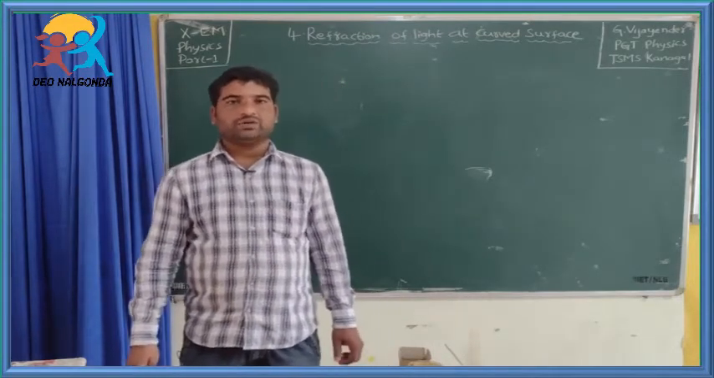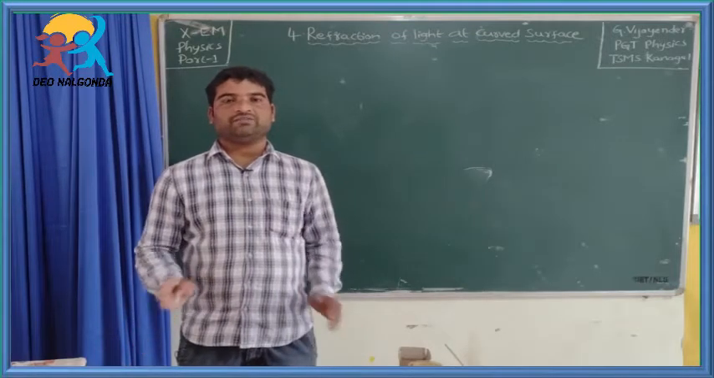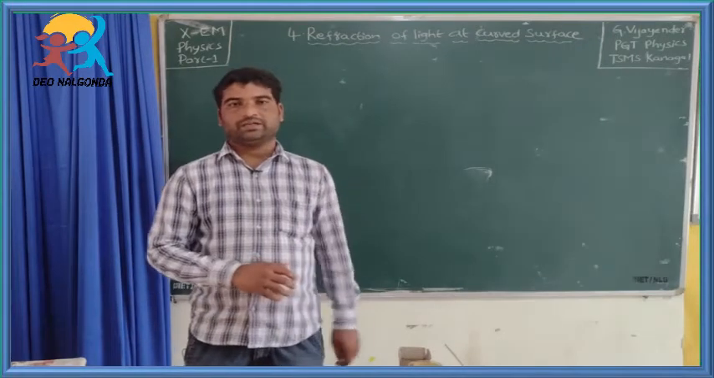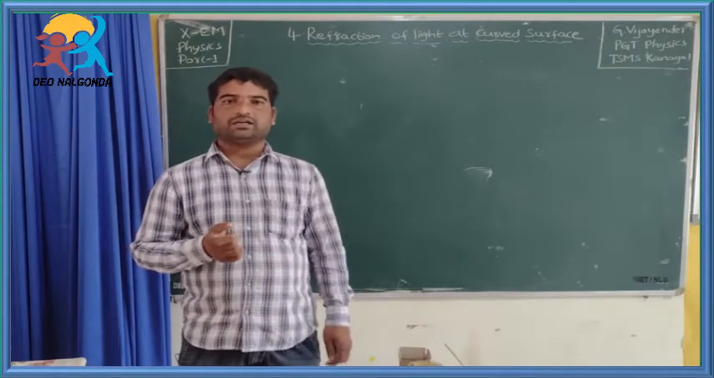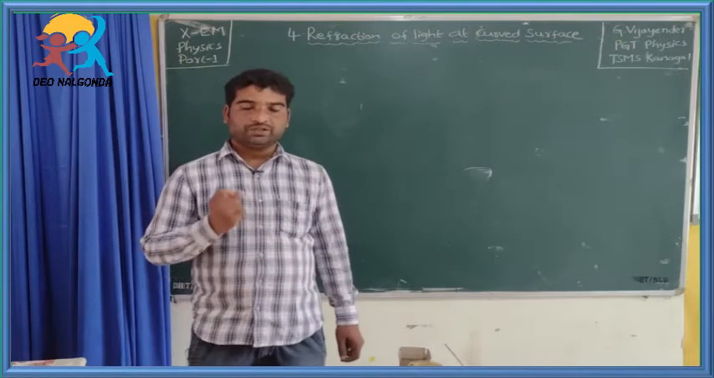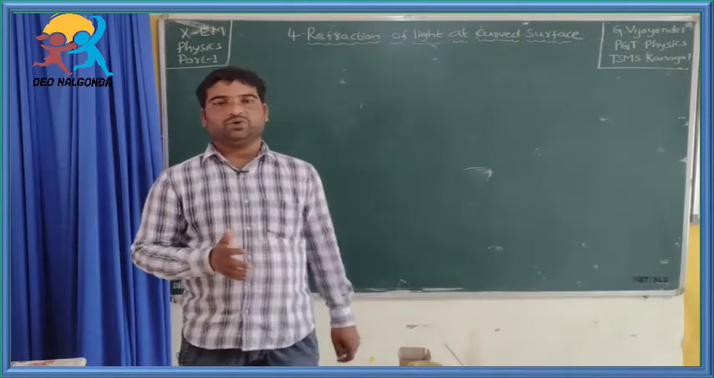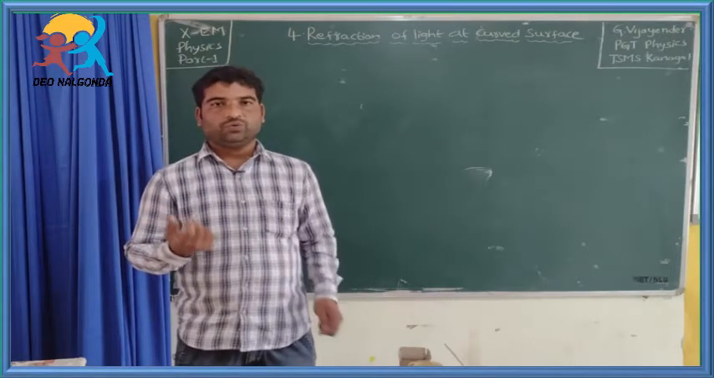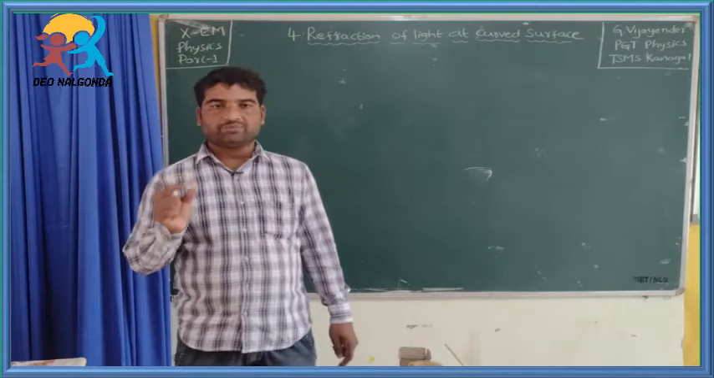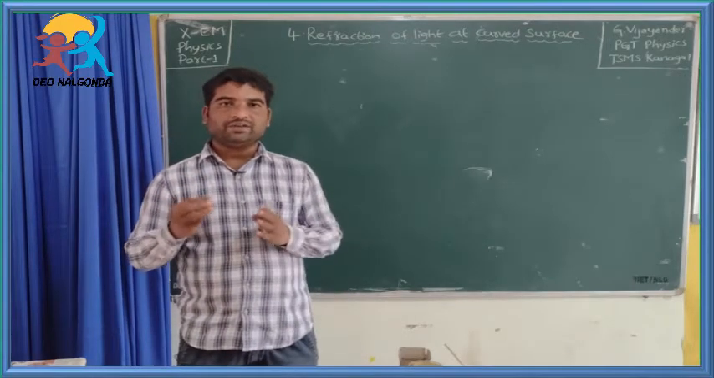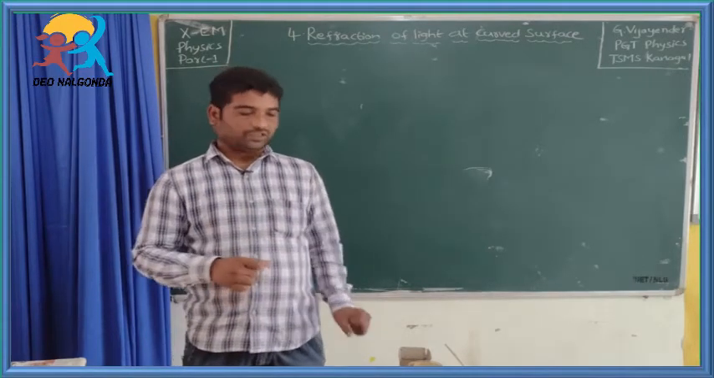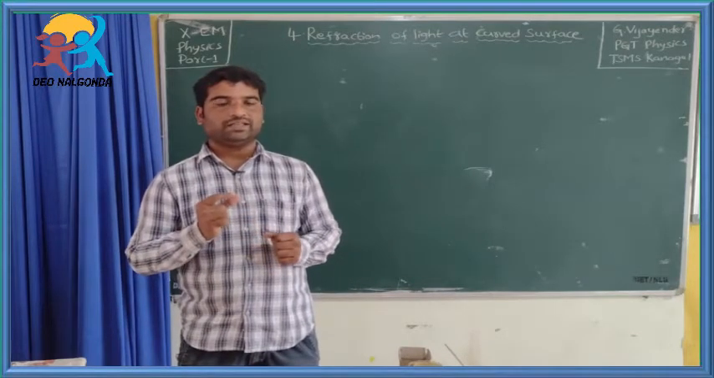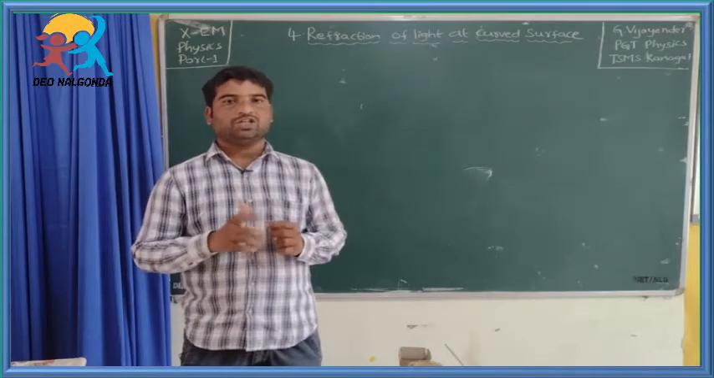In the last class, we saw the reflection of light at curved surfaces, that is, reflection taking place on curved mirrors. A curved mirror is an opaque surface: one side is a reflecting surface, the other side is non-reflecting. Now we see the behavior of light when it travels through a transparent medium. In particular, we are going to see the refraction of light at curved surfaces, that means spherical surfaces.